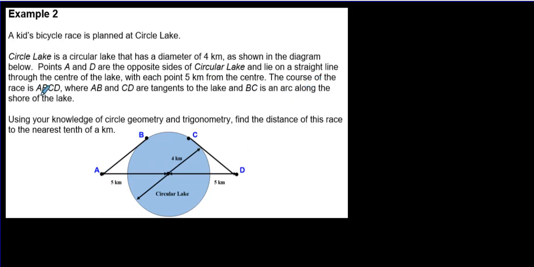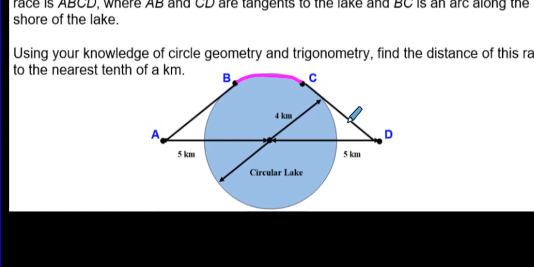The course of the race is ABCD, where AB and CD are tangents to the lake, and BC is an arc along the shore of the lake. So we're going from A to B, then we're curving along here to C, along that arc, and then to D again. So it looks like these 2 lines here are going to be the same length from what I'm seeing here. Okay, so what do you want to find first? I guess normally it would make more sense to find the distance between A and B first of all, right?